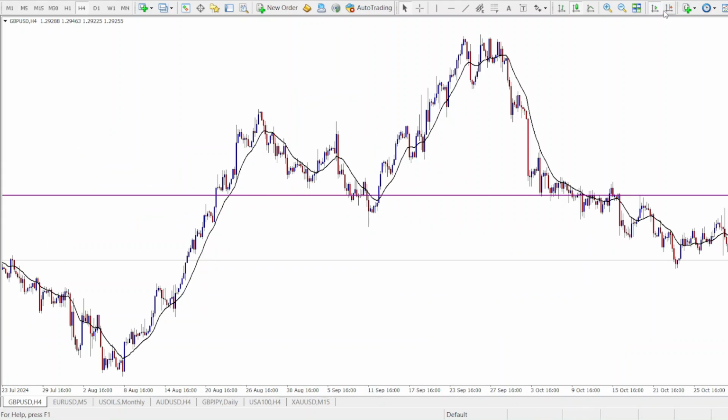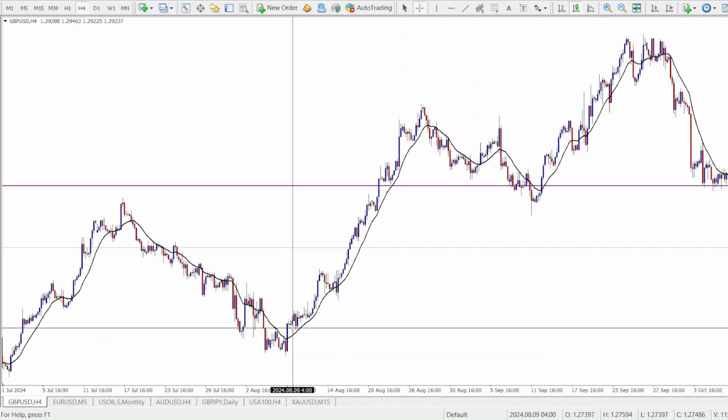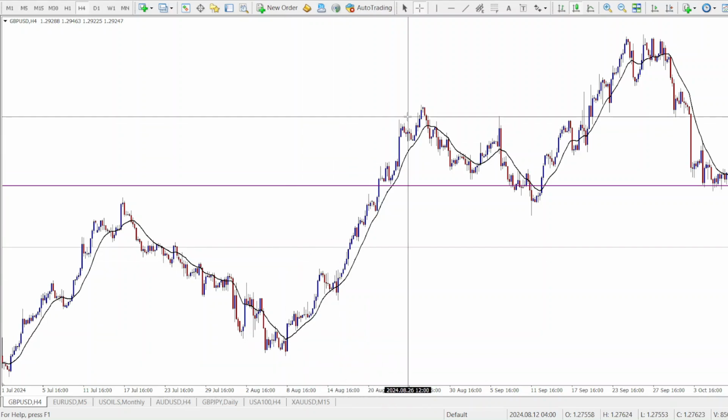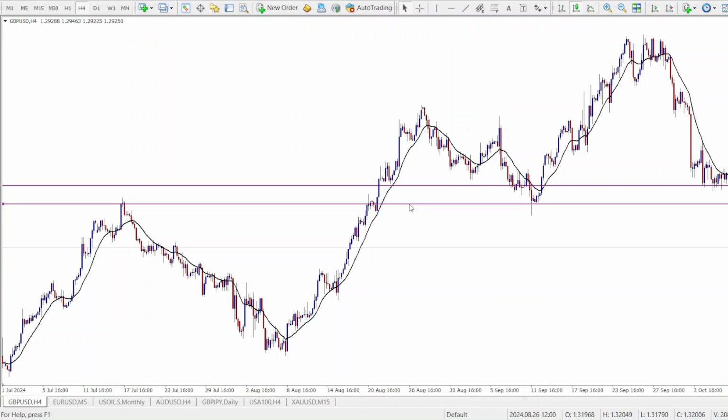On the other hand, for a buy trade, you just have to wait for price to cut above the moving average, and then you've got your buy signal. You can set your stop loss just below the swing low, and your take profit could be at the nearest resistance zone, or you can just wait for the price to cut below the moving average and exit your buy trade manually.